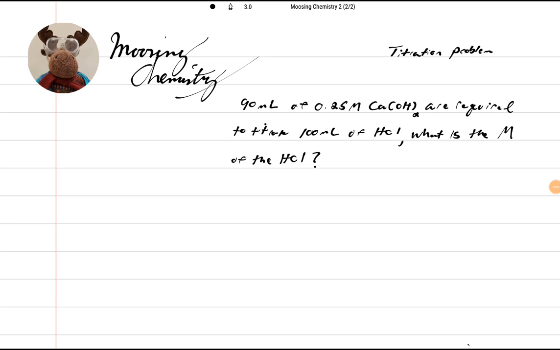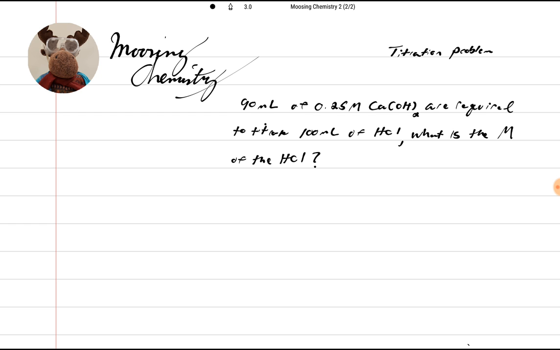This is a titration problem. Here's our problem. If 90 milliliters of a 0.25 molarity calcium hydroxide are required to titrate 100 milliliters of hydrochloric acid, which is HCl, what is the M, or the molarity, of the HCl?